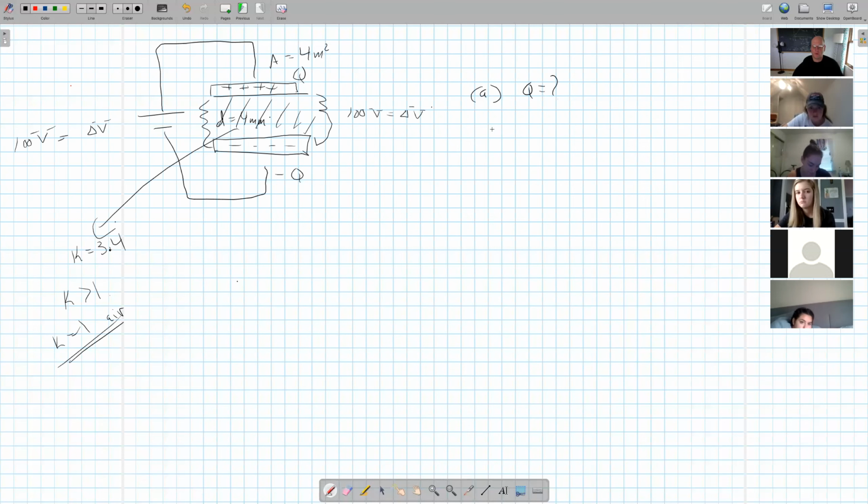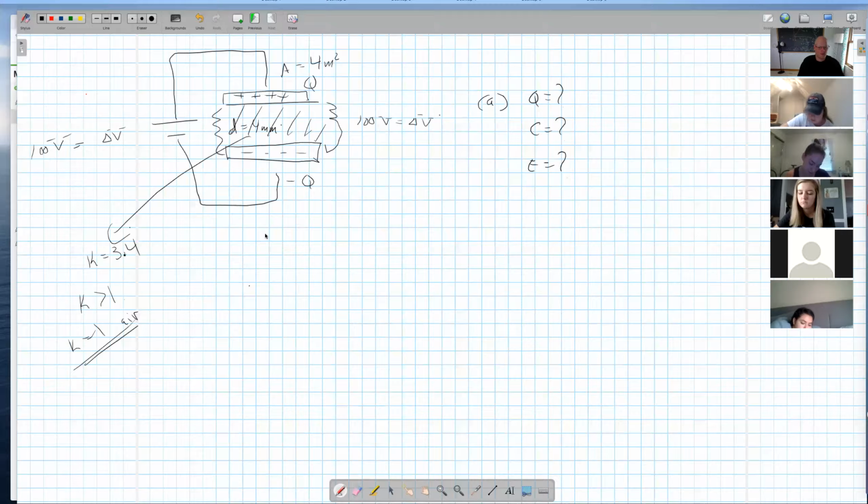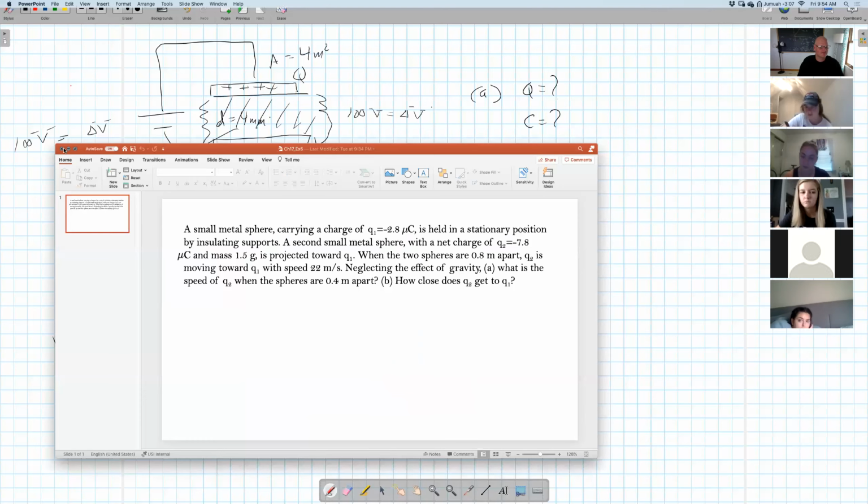So good. It wants to know what is the charge, what's the capacitance, what's the electric field. And what else did I want to know? The energy stored, is that right?